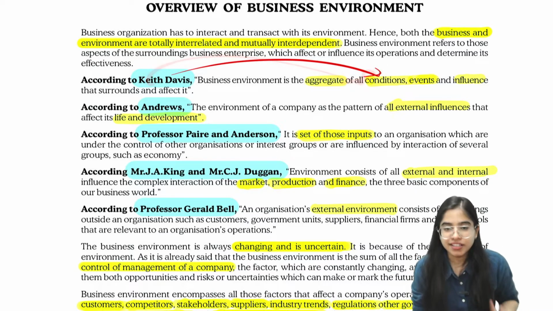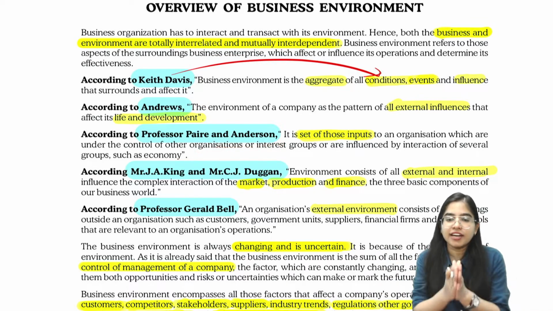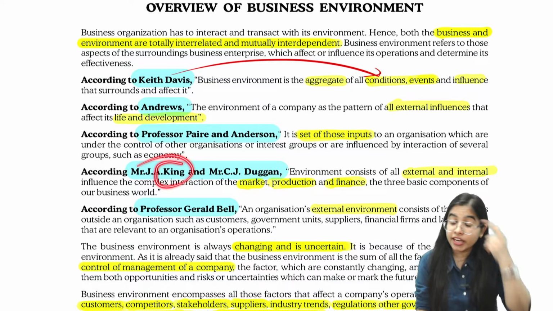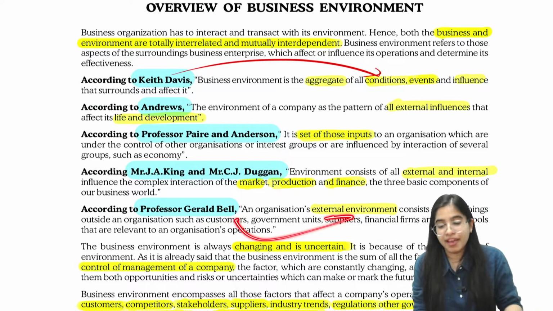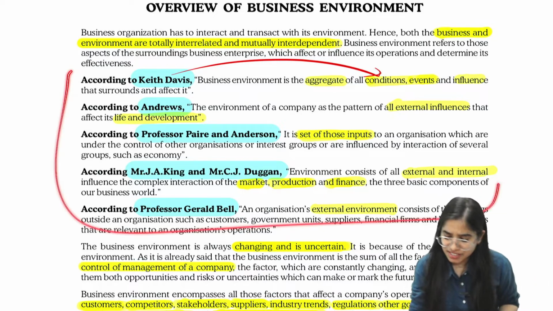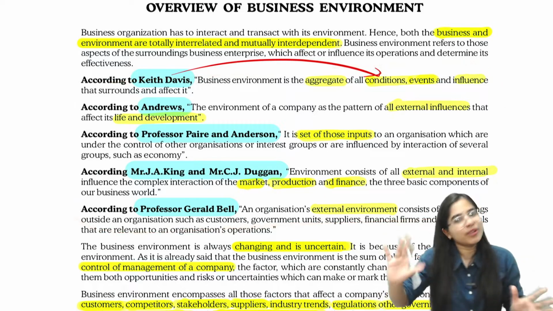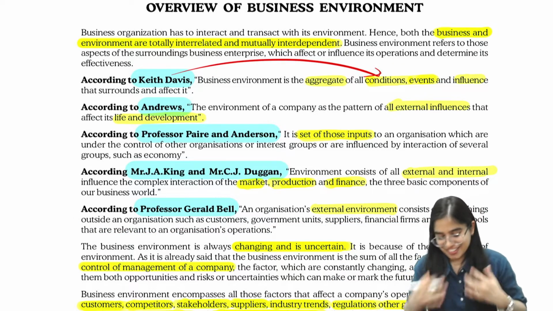Devil put conditions. Andrew Drown life, gone. Pear and Anderson, set of people, set of inputs. King, intelligent, internal and external. Bell, actually a bell, not given the definition of environment, given the definition of external environment. Are we able to remember who gave which definition? Yes, we can. Very nice.